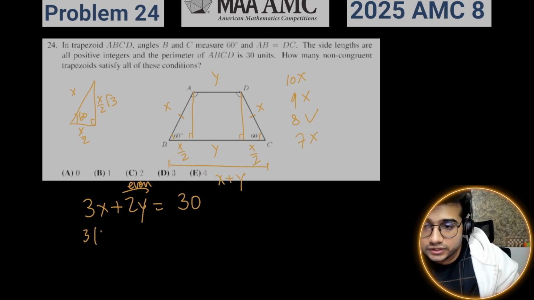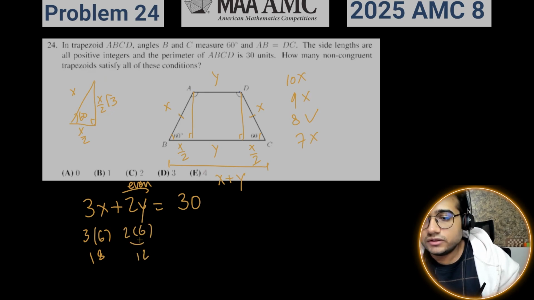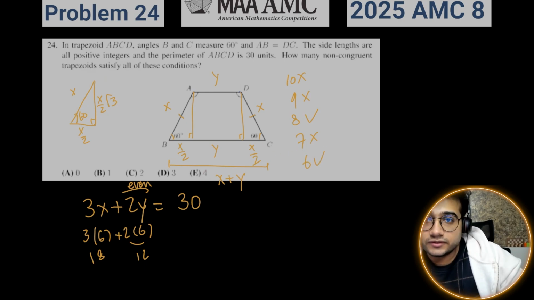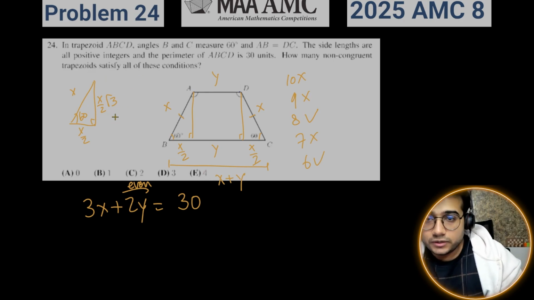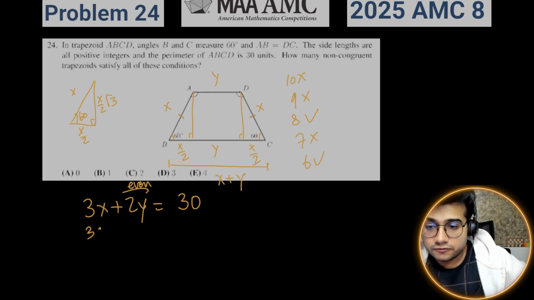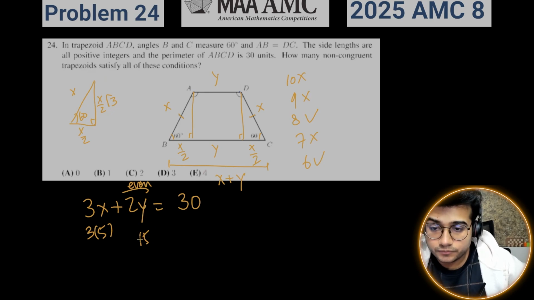Why would 6 work? 3 times 6 is 18. This needs to be 12. We can choose y equals 6, right? And that would work, and that will give us a 30. So 6 works, okay? And we're starting to see that maybe all even numbers would work, right? What about 3 times 5? That's 15. This will have to be 15 as well. Well, again, it has to be even, so 5 would not work.